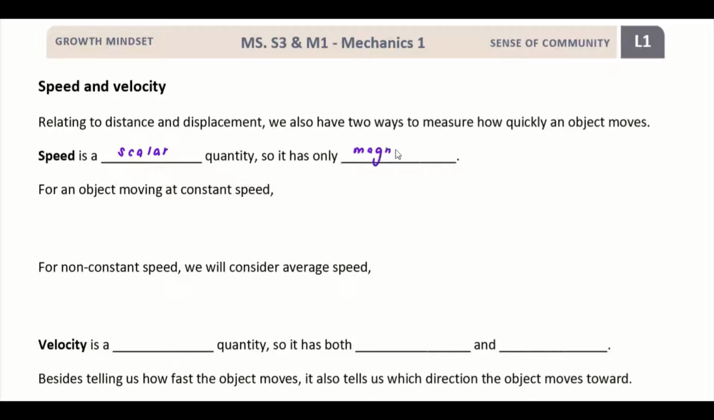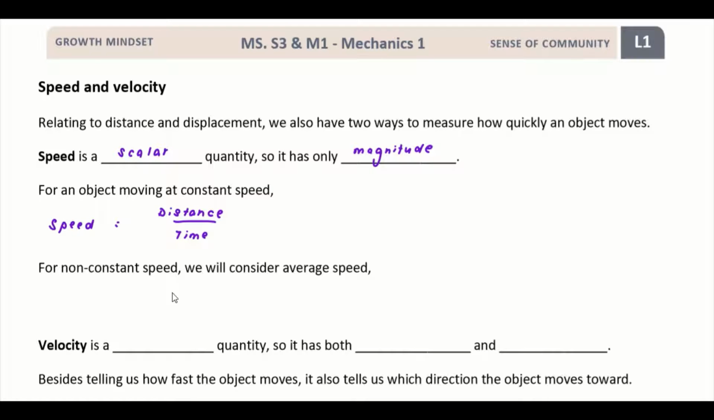You should be quite familiar with the formula. If you have a journey where the object keeps moving at a constant speed, meaning the speed doesn't change from the beginning to the end, then you can calculate the speed by using the formula distance divided by time. But in real life, normally you wouldn't have a journey where the speed doesn't change.